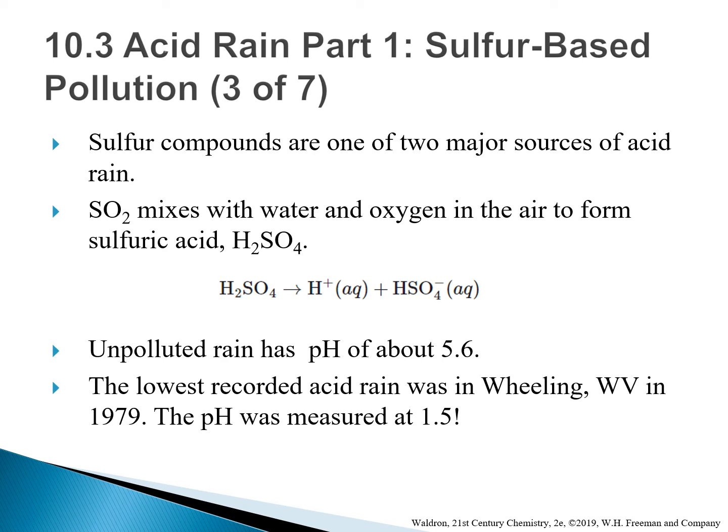This may not seem like a big difference, but the pH scale is logarithmic. So a shift of 1 pH unit means a 10-fold change in the concentration of protons. Therefore, acid rain with a pH of 4.5 has more than 10 times more protons than clean rain that has a pH of 5.6. The lowest recorded acid rain was in Wheeling, West Virginia in 1979. The pH was measured at 1.5. It is more acidic than concentrated lemon juice. At this pH level, it is not safe to go outdoors when it is raining.